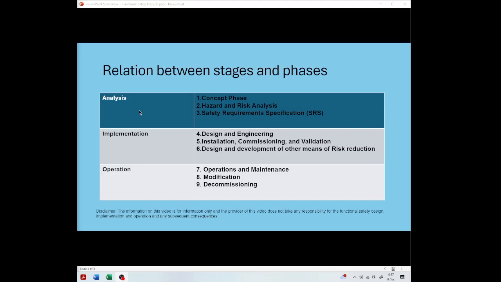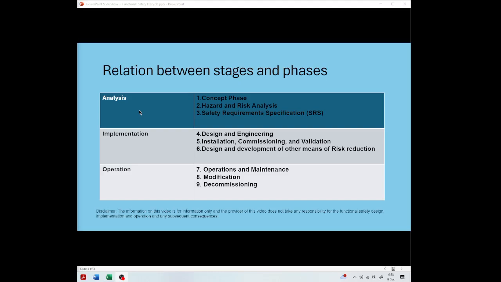The analysis phase includes concept phase, hazard and risk analysis, and preparing safety requirement specification. So basically, in this analysis phase, we identify the hazard, and then we create a high-level document SRS, which defines these SIF loops and the requirement for each SIF loop.